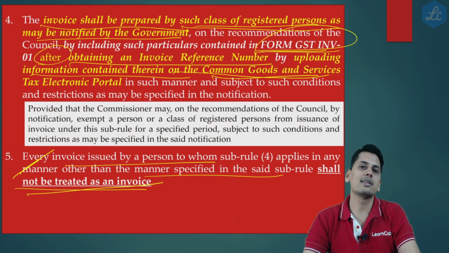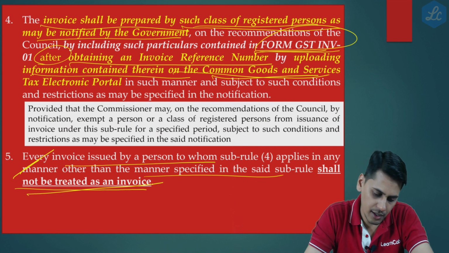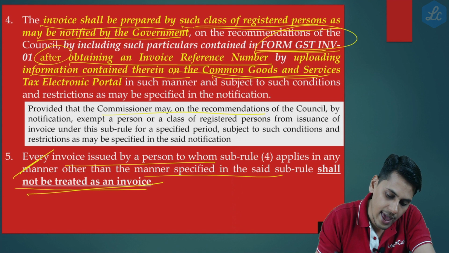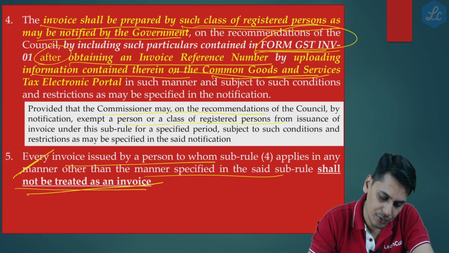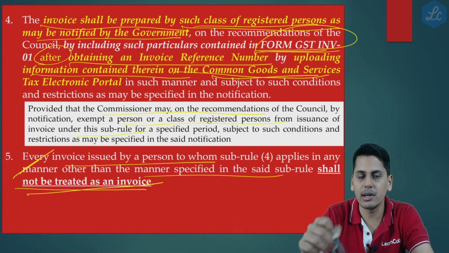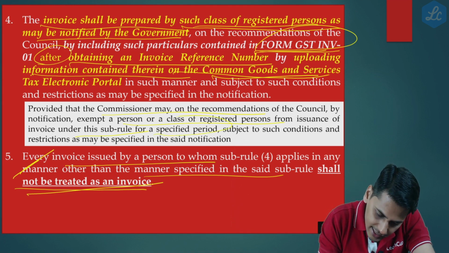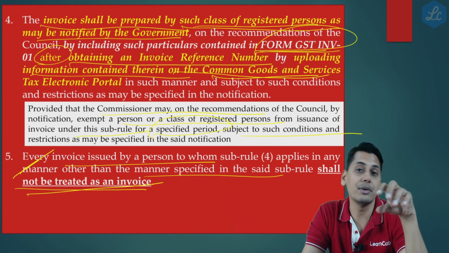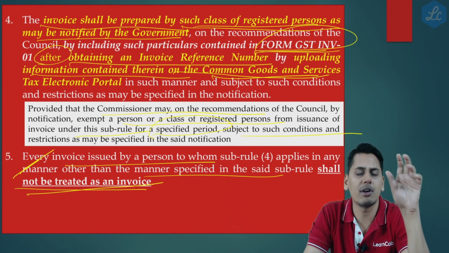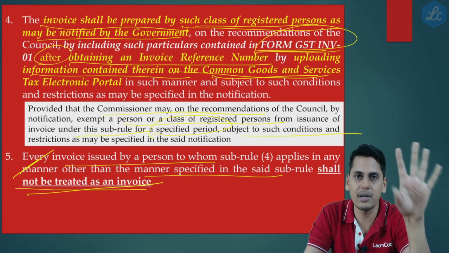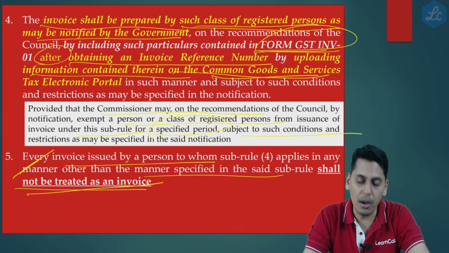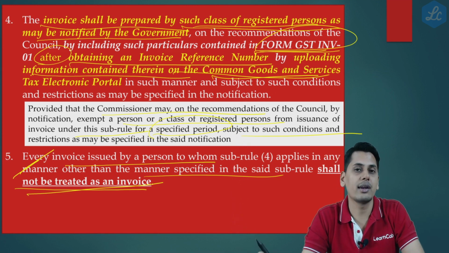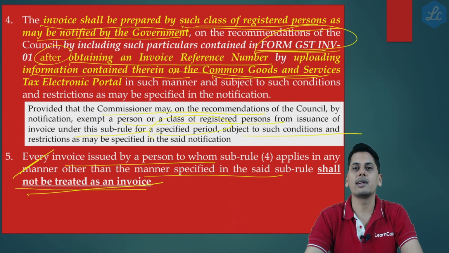Please see the proviso to 48 sub rule 4. Do you find any solution for it? It tells you, provided that the commissioner may, on the recommendations of council by notification, exempt a person or class of registered persons from issuance of invoice under this sub rule, that is 48 sub rule 4, for a specified period, subject to such conditions and restrictions as may be specified. So friends, here the commissioner has got the power that he can relax for some specified period for a class of registered persons, that they are exempted from 48 sub rule 4. So now friends, I hope you are clear with 48 sub rule 4 and 48 sub rule 5.